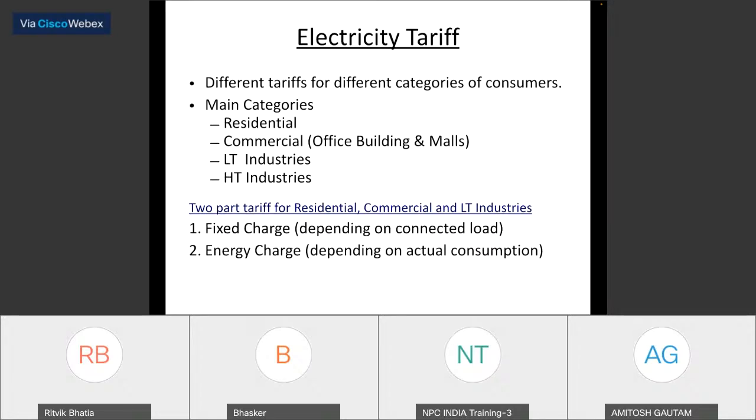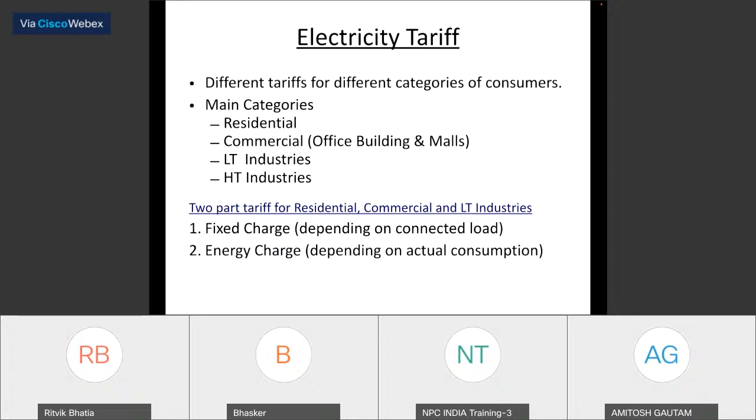There are different types of categories of consumers, and different types of tariffs. The main categories of consumers are residential, commercial, LT industries, and HT industries. In the residential category there are a large number of connections, maybe about 90% of the total connections. For example, in Gujarat, 1 crore 60 lakh consumers are there, out of which 1 crore 52 lakh are residential, the commercial are about 3 lakh, the LT industries also around 3 lakh, and HT industries are only 17,400 units.